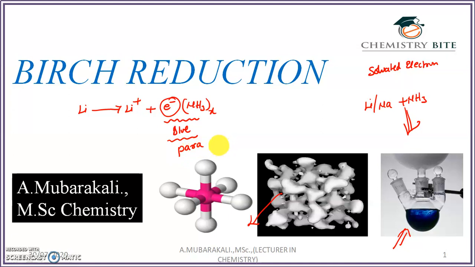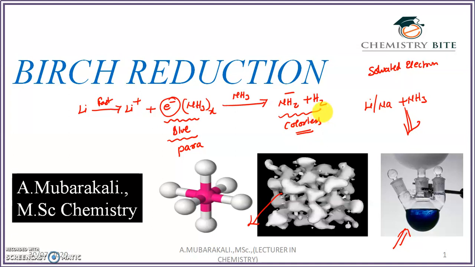Whenever you dissolve lithium in liquid ammonia, it readily forms an intense blue color solution. It is a very fast reaction. With time, the blue color fades as the electron reduces the ammonia to NH2 minus. Slowly the blue color will fade, because the ammonia gets reduced to NH2 minus and liberates H2 gas. After some time the solution will become colorless.